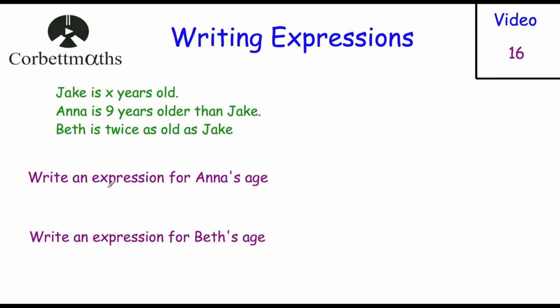And the first question says, write an expression for Anna's age. So if we knew how old Jake was, we would add 9 onto it to find Anna's age. But we don't know it, so we're just going to write down he's x, and we would add on 9. So an expression for her age is x plus 9.